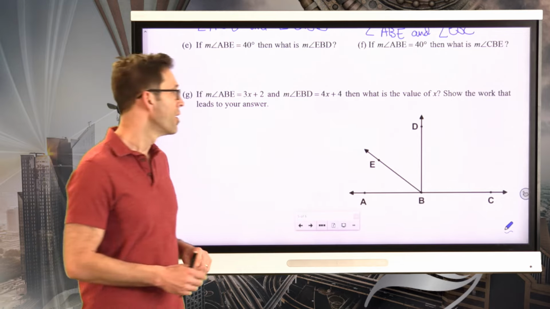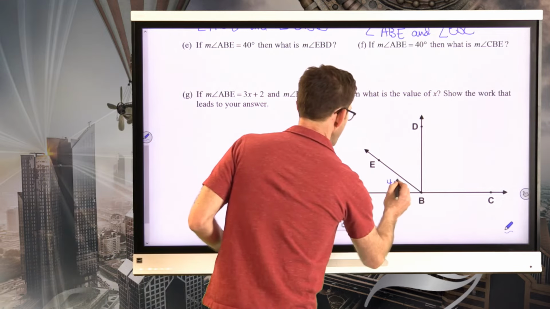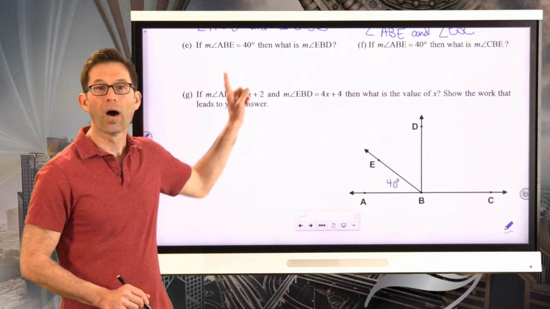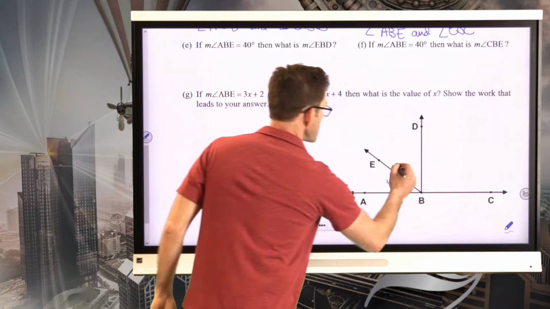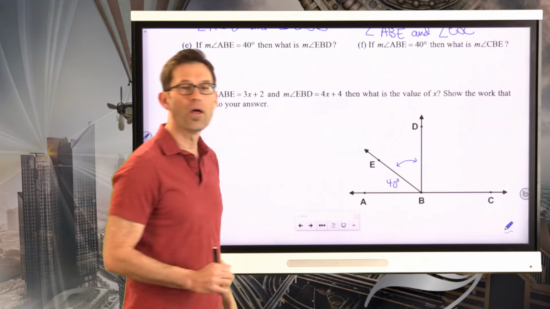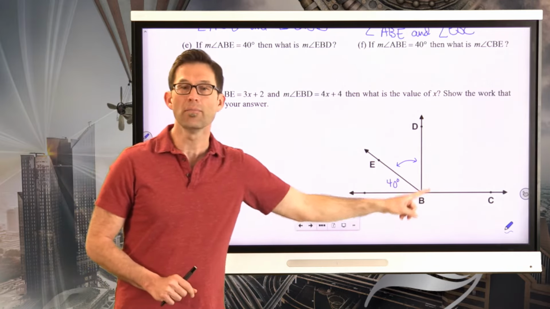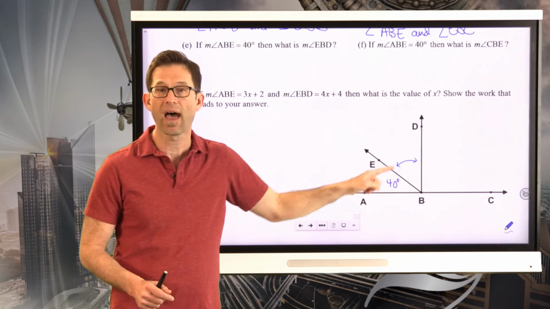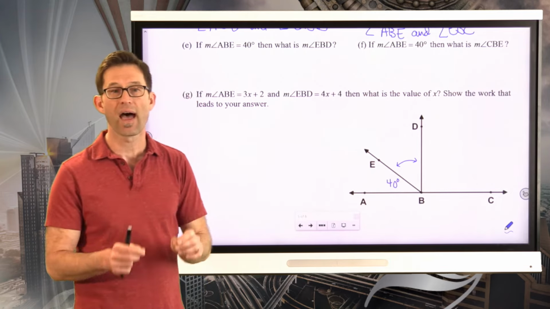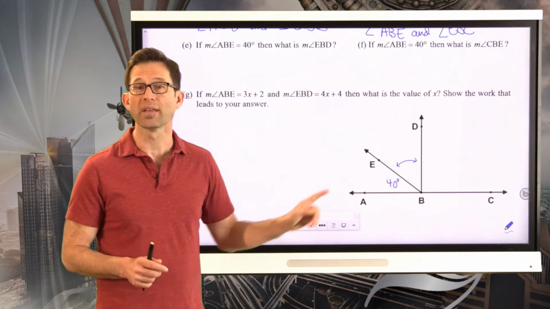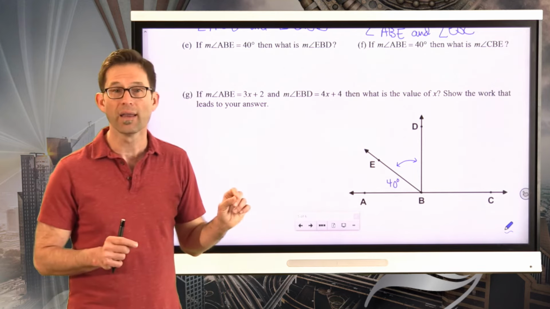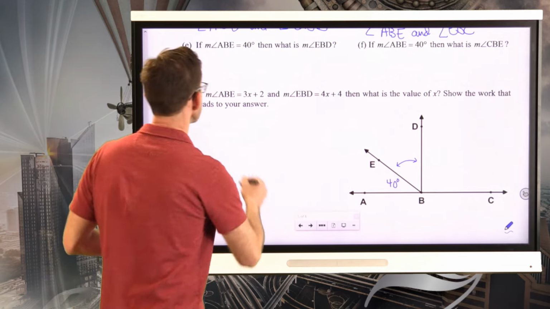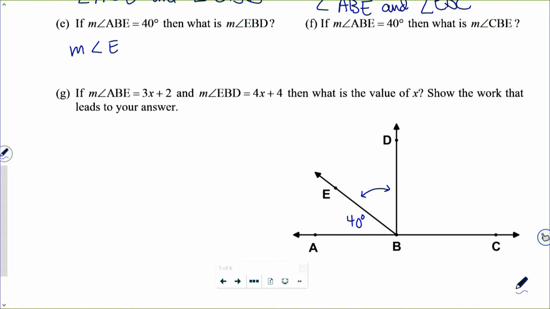All right, well, ABE is 40 degrees. Let's write that. Okay? Now I want to know EBD. That's this one. All right? But those two angles, ABE and EBD, are complementary. So they must add up. When I add these together, they must add to 90 degrees. So it should make sense that EBD is going to be 90 degrees minus this 40 degrees. So the measure of angle EBD is going to be 90 minus 40, or 50 degrees.